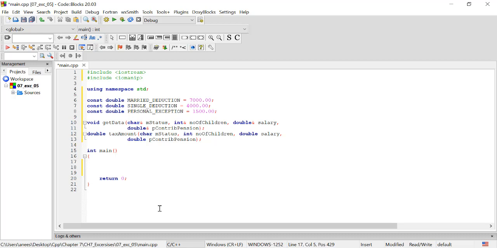So here I'm just going to start by declaring some variables. I'm going to write in char marital status, int number of children, double gross salary, and double contributed to pension.